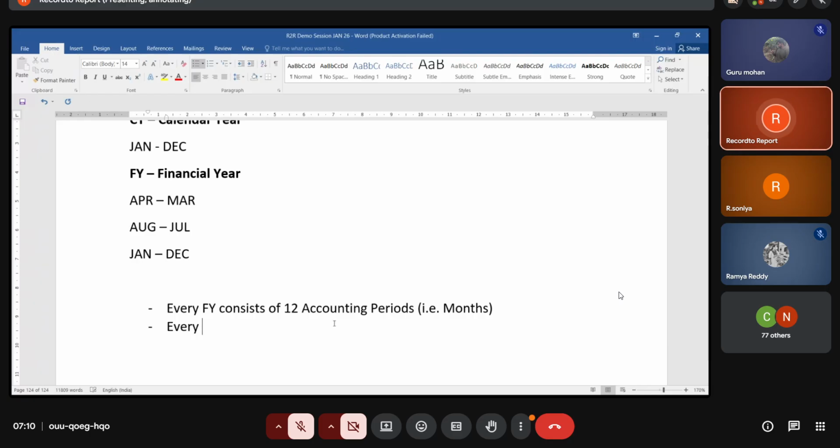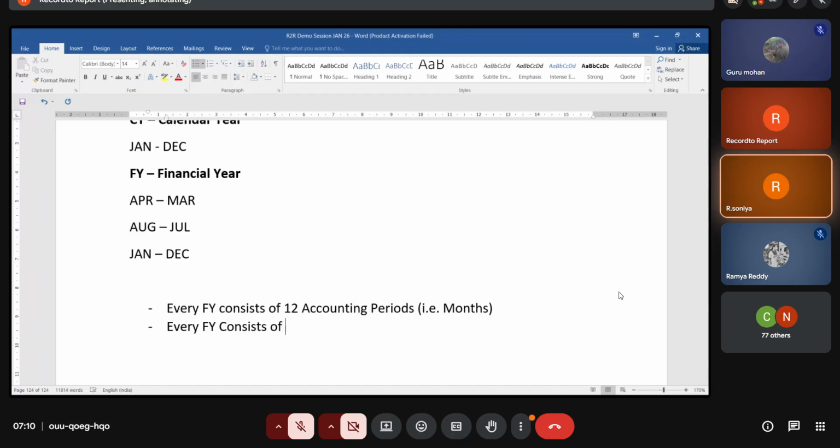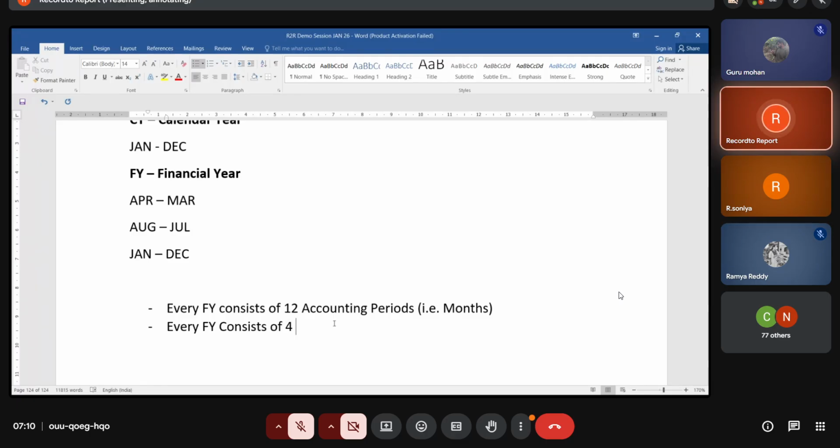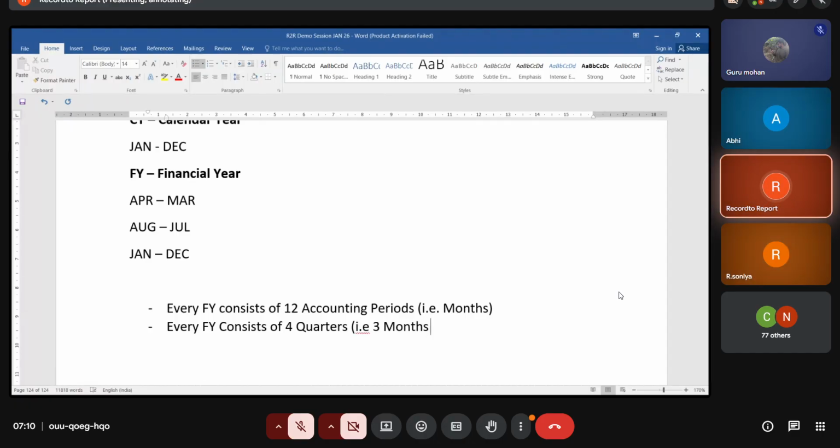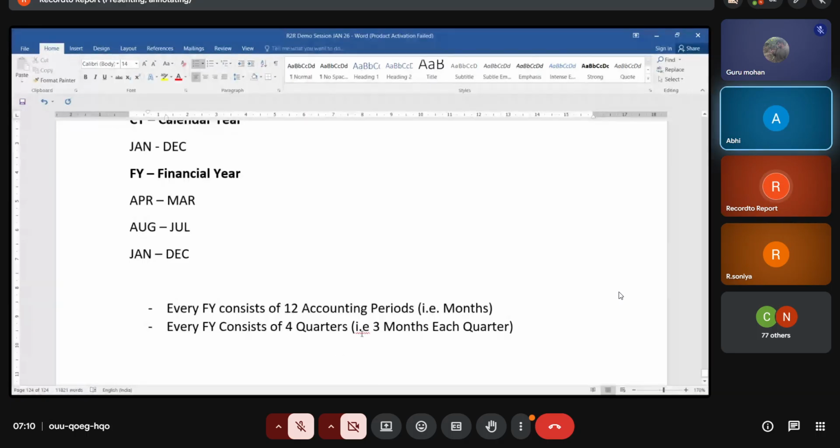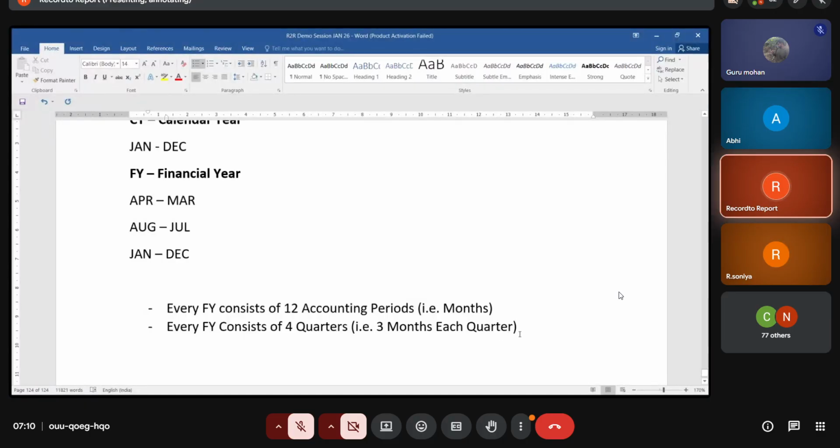So every financial year consists of 4 quarters. A quarter is a combination of how many months, guys? That is 3 months each quarter. So how many months in total do we have? 12 months. 12 divided by 4 is 3. So 3 months per each quarter.